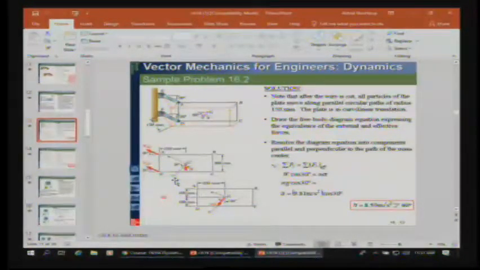So we're moving in the tangential direction, so we have to find the component of the weight, because the weight is acting in a purely y direction. We find that, and that's equal to the mass of the plate times the acceleration of the center, which is the point we're analyzing. The acceleration of the center is the acceleration of g at that particular instant.